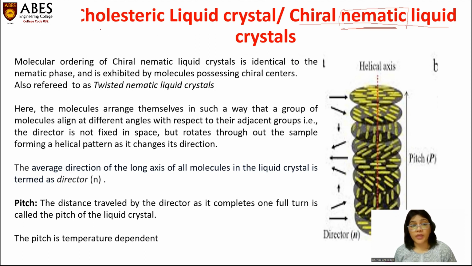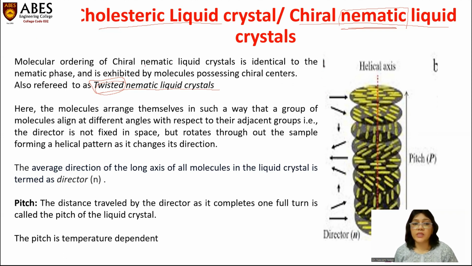Now, why is it called cholesteric liquid crystal? Because most of the molecules which show cholesteric liquid crystals are derivatives of cholesterol. Another name given to this chiral nematic liquid crystal is twisted nematic liquid crystal. This name is given to this liquid crystal because of the structure which it follows throughout, on different planes.